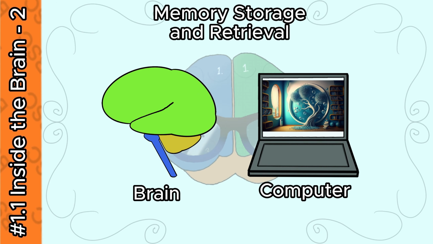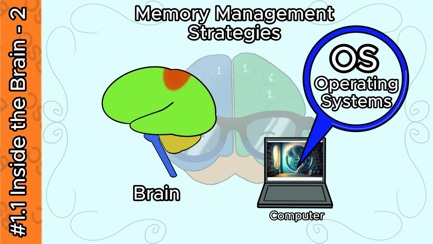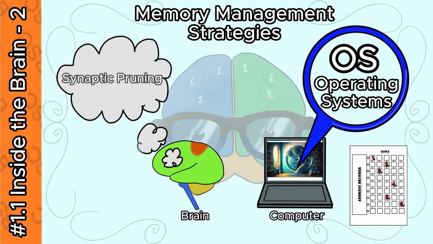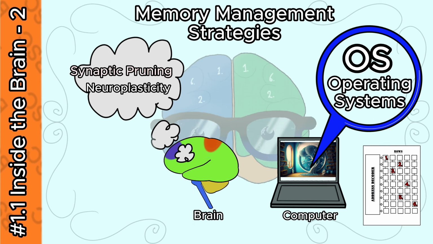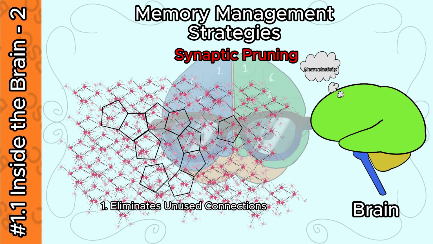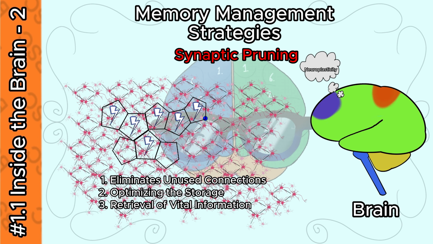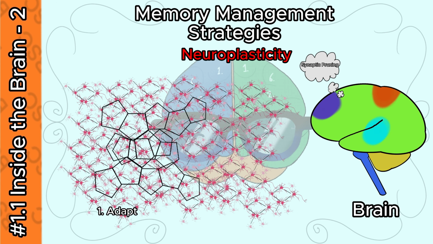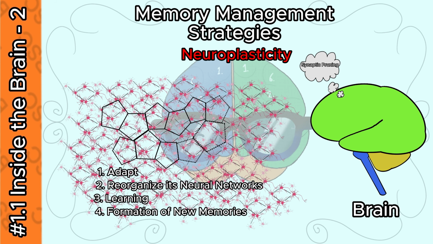Both computer memory and human memory employ memory management strategies. Computers have operating systems that manage memory allocation and keep track of available addresses. In our brain, processes like synaptic pruning and neuroplasticity regulate and organize information. Synaptic pruning eliminates unused connections, optimizing the storage and retrieval of vital information. Neuroplasticity allows the brain to adapt and reorganize its neural networks, facilitating learning and formation of new memories.